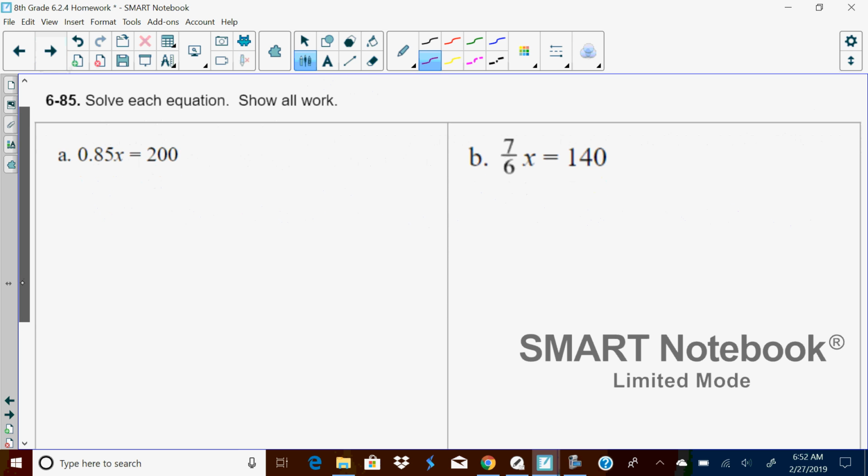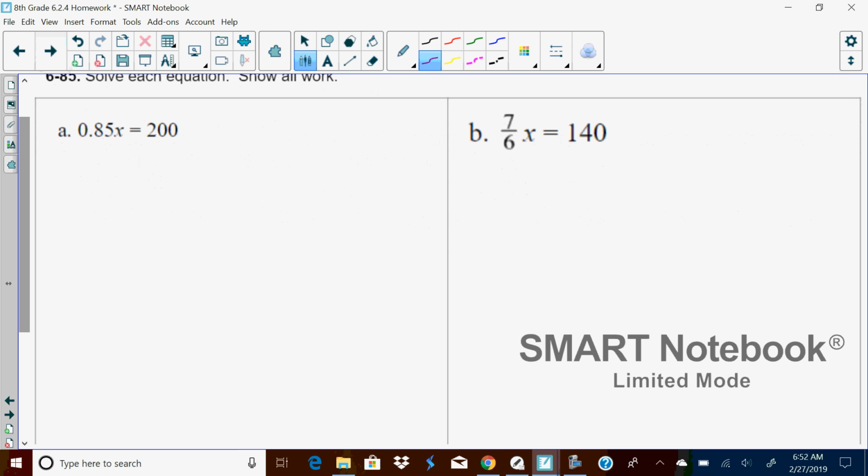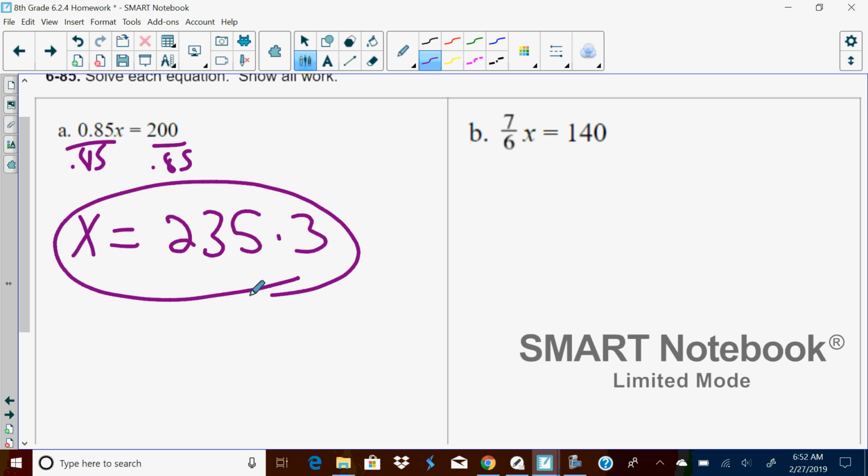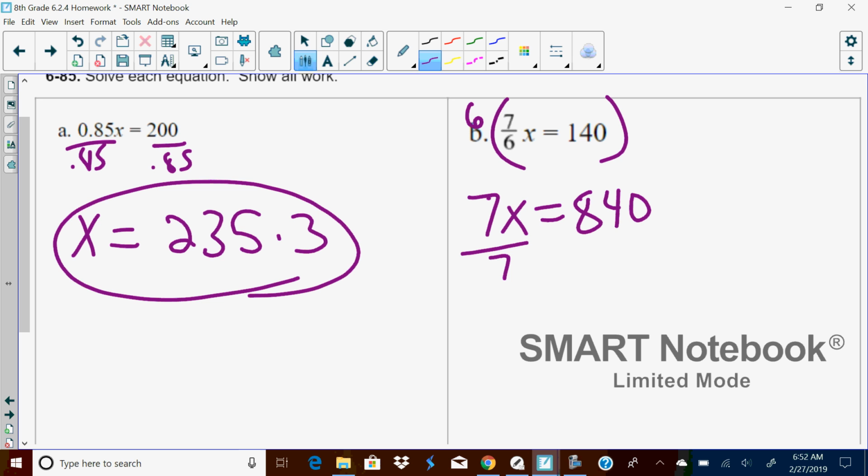Problem 85, solve each equation, show all your work. So for the first one, I'm just going to divide both sides by 0.85. And I get x equals, it's approximately 235.3. For this one, I'm going to first multiply by 6. So I get 42 divided by 6 is going to be 7x equals 840. Divide by 7, and I end up with x equals 120.